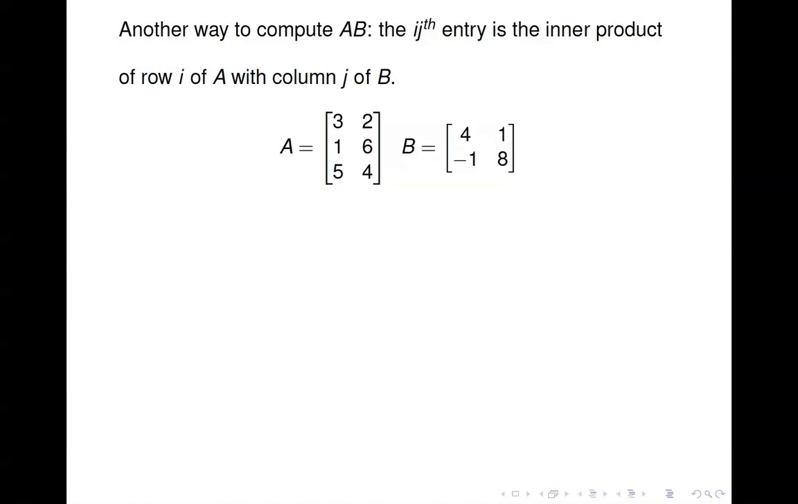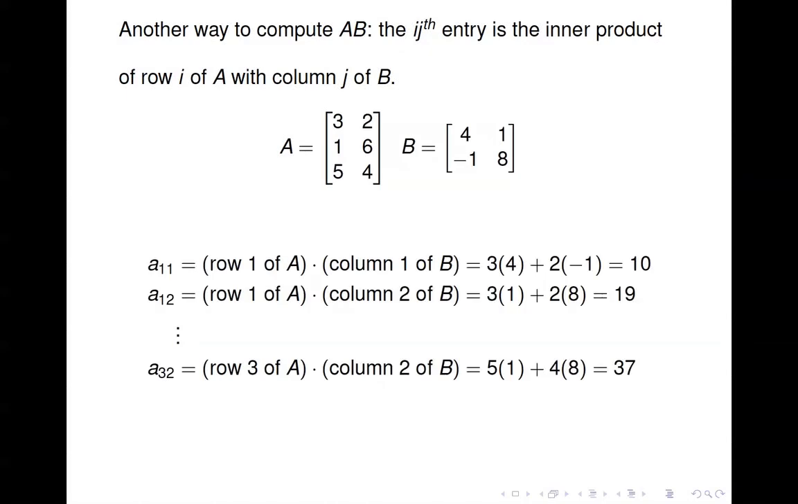So it's back to our same A and B. To get the 1,1 entry in the product, it's going to be row 1 of A times column 1 of B. Actually, these should not be A's; I'm talking about the product here. So row 1 of A times column 1 of B. Do that inner product. So it's going to be 3, 2, inner product with 4, negative 1 to give you 10 in this case, and so forth.